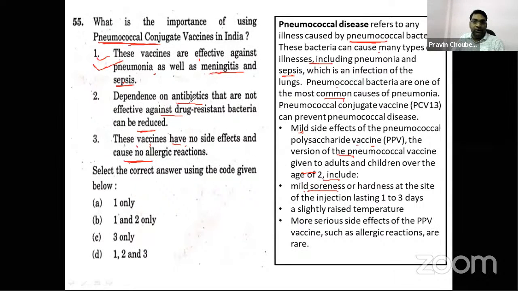So dependence on antibiotics that are not effective against drug resistant bacteria can be reduced. This statement will also be correct. So the option with both 1 and 2 will be the correct answer. Such types of diseases you will study in your class 9th NCERT and 10th NCERT from the diseases chapter.